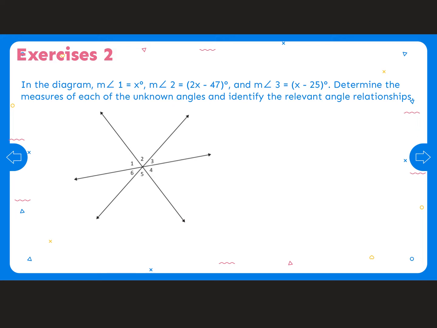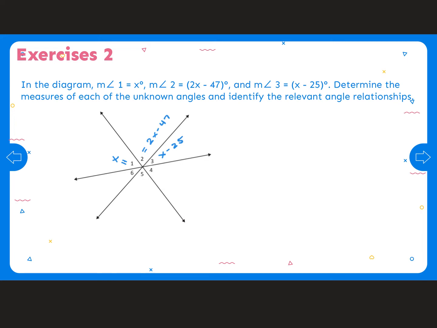All right, the first thing you always want to do is go ahead and label what they tell you. So we know the measure of angle 1 is equal to x. The measure of angle 2 is equal to 2x minus 47. And the measure of angle 3 is x minus 25. All right? So it says determine the angle relationships based on what we know here.